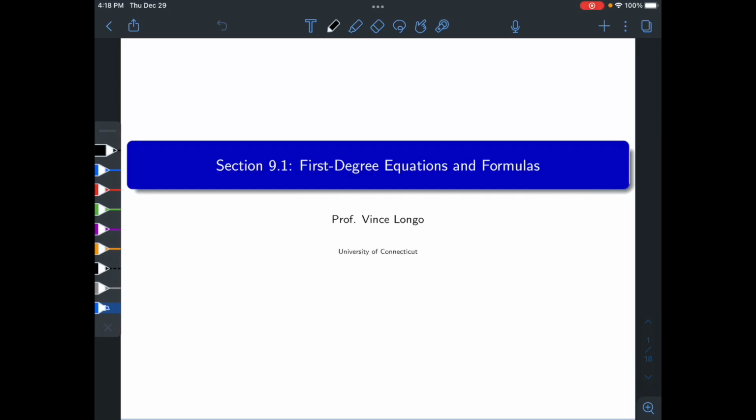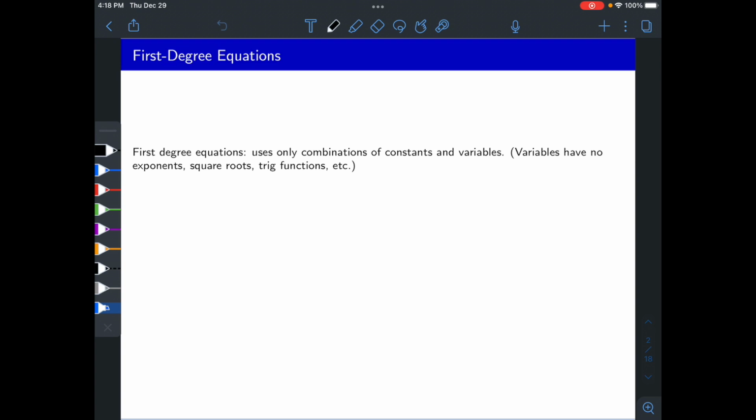Today we'll be talking about first degree equations and formulas. So first degree equations, it's good to just have some sort of examples in your head. So something like 2x plus 5 is equal to y plus 4, something like that. It's just something that only uses combinations of constants and variables. So here we've got some constants and a couple of variables.